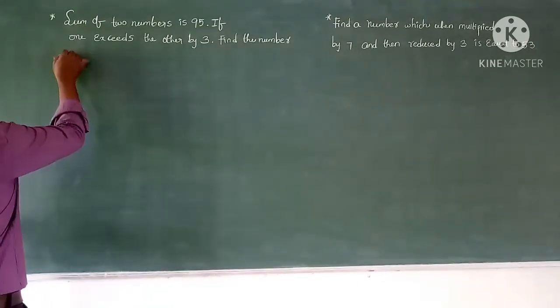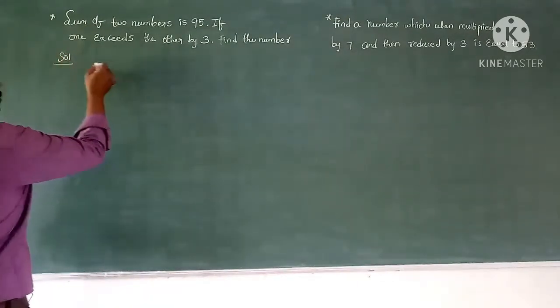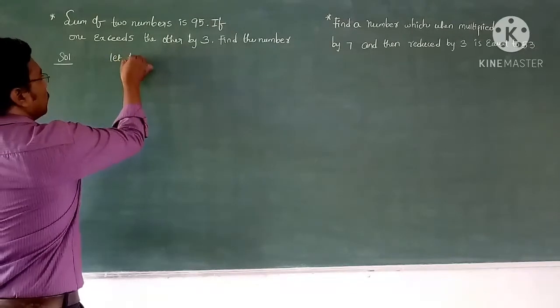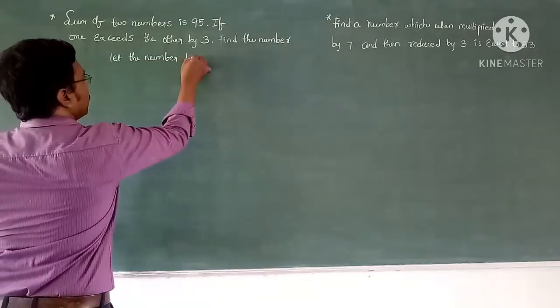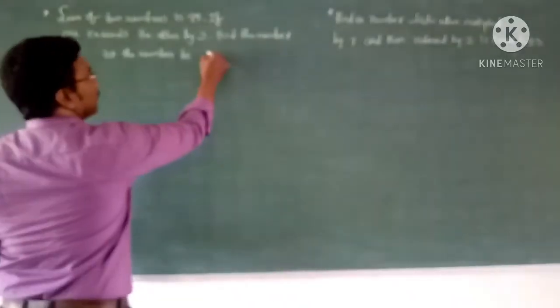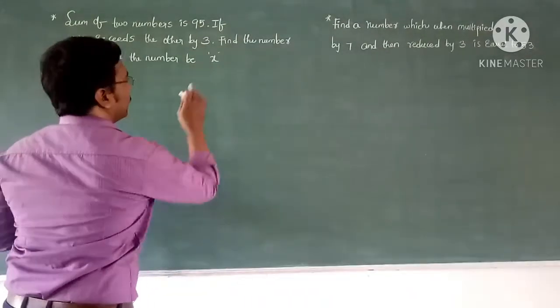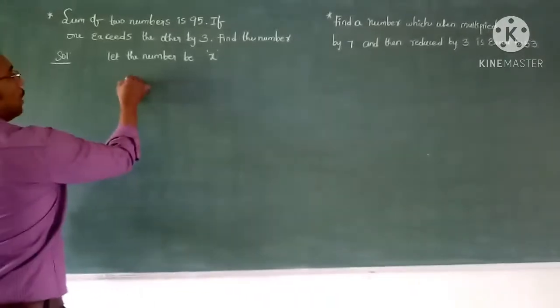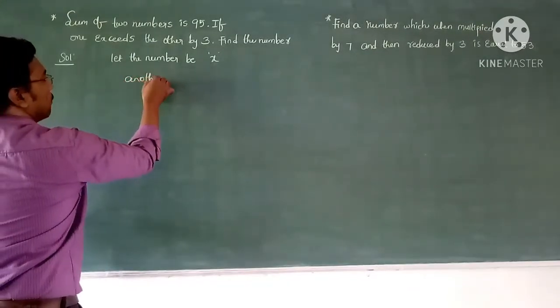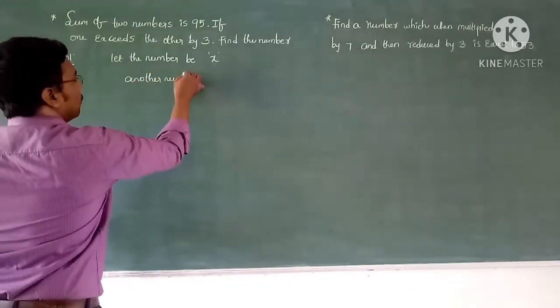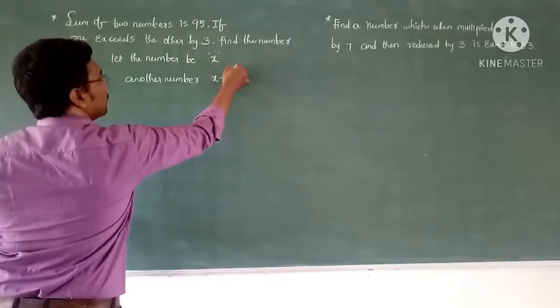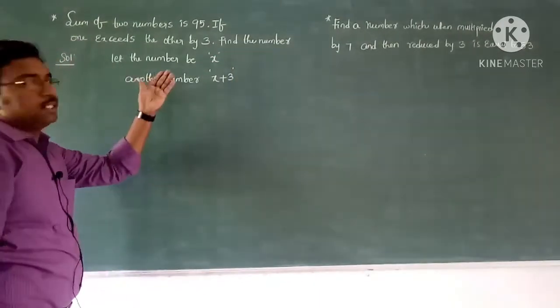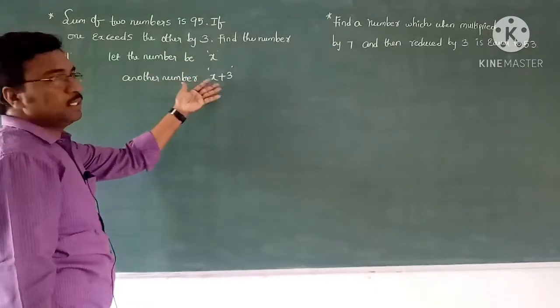So let the number be x. One number is x and another number is x plus 3, 3 more than this. So we treat this as the first number and this as the second number.